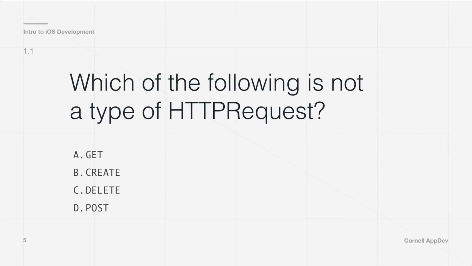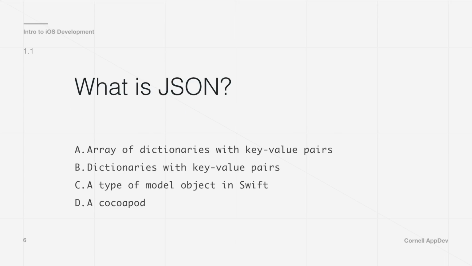Create. Yeah, great. So the types of HTTP requests we have are get, delete, post, put. Are there other ones? There's a lot more. There's a lot of other ones, but create is not one of them. And then second one, what is JSON?